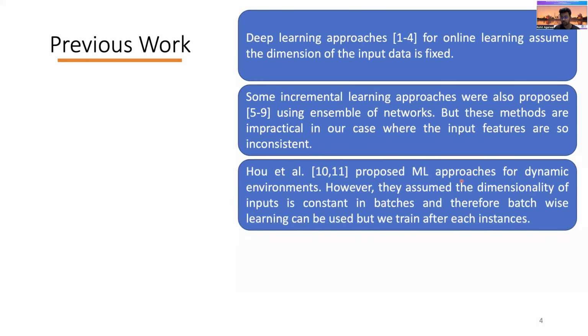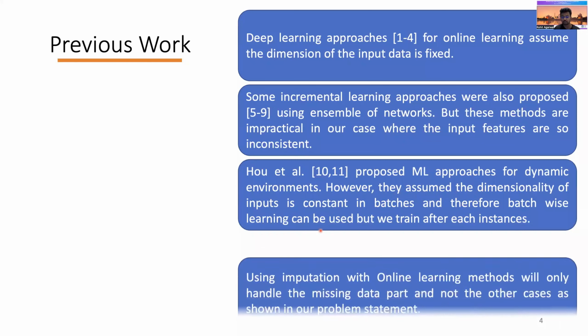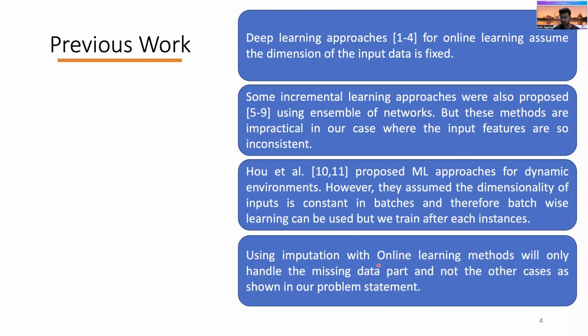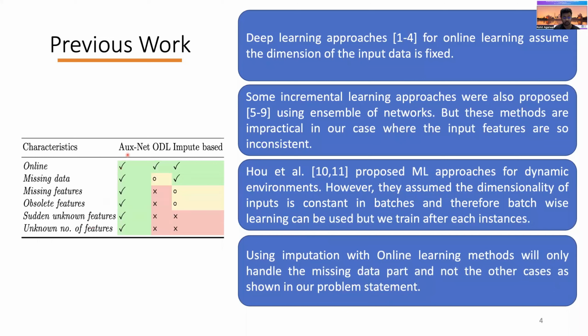Hoi et al. proposed ML approaches for dynamic environments. However, they assume the dimensionality of the input is constant in batches, and therefore batch-wise learning can be used, but we train after each instance. Using imputation with online learning methods will only handle the missing data part and not the other cases, as shown in our problem statement and the diagram here, where Aux-Net is our model which handles all the characteristics, whereas online learning models like ODL and the impute-based model handle some of the characteristics, provide partial support for some others, and cannot handle most of the characteristics.